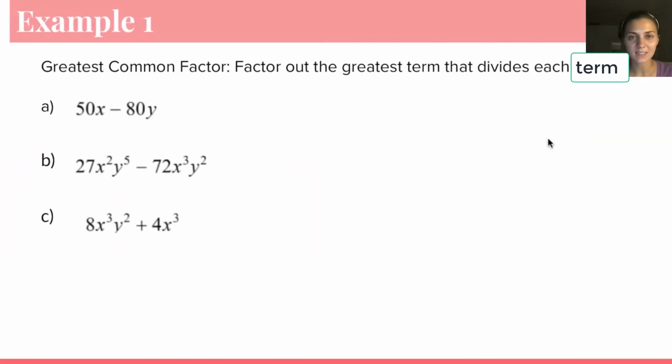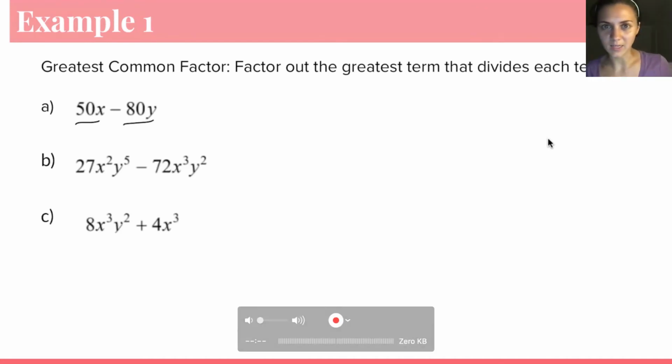The first is probably the first type of factoring that you learned about. It's greatest common factor, and that is just when you factor out the greatest term that divides each term in the expression. So that means we have to look at each of the terms. So in A we have 50x and 80y, and we have to figure out what's the greatest term that I could divide each of those by.